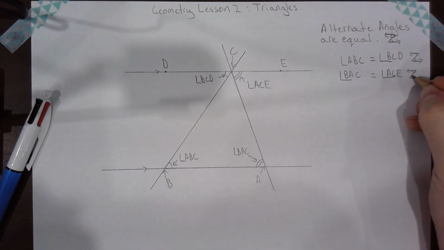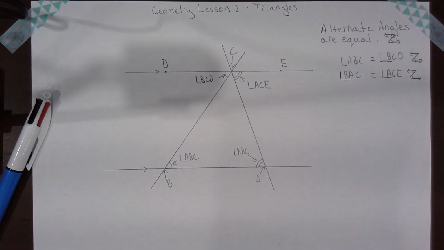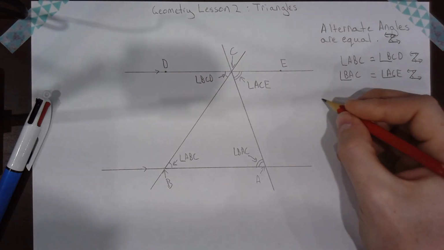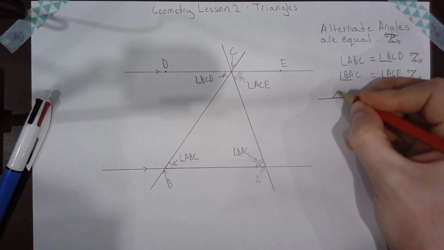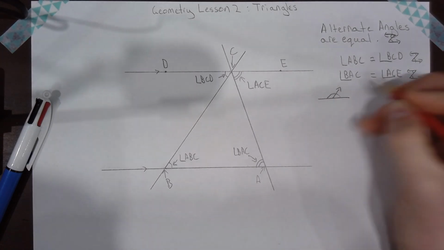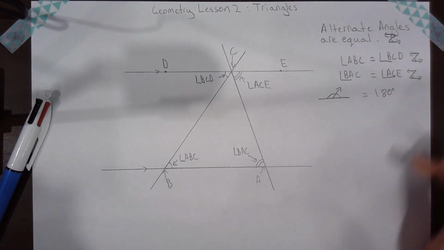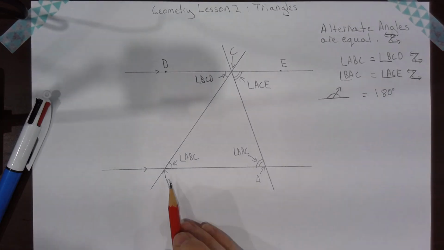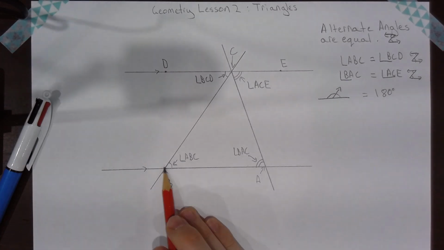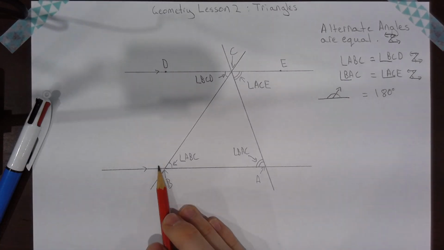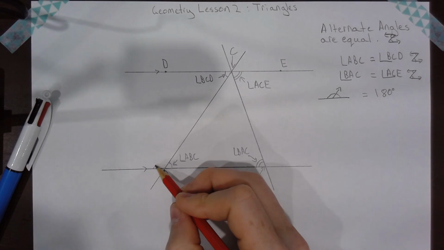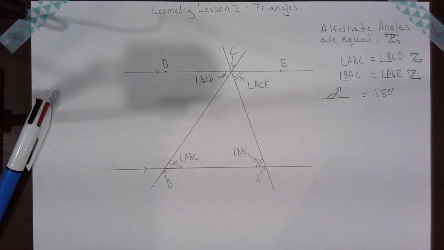The next thing that we need to remember is that angles that add up to make a straight line equal 180 degrees. So what we know is that angle ABC in here and the angle that's on the outside, which I haven't named, are going to add up to 180. And angle BAC over here is going to be the same with the one on its outside. They're going to add up to 180 as well.